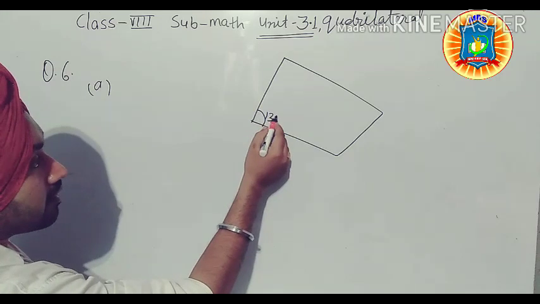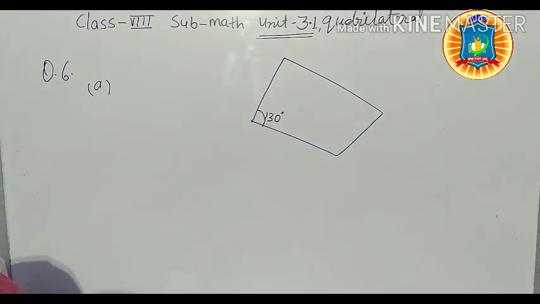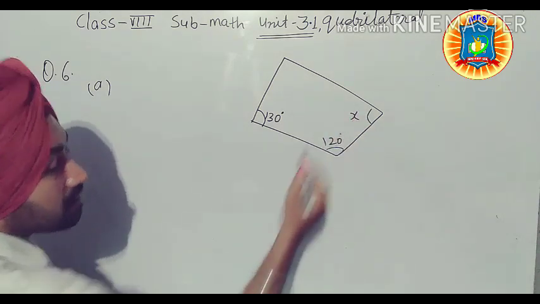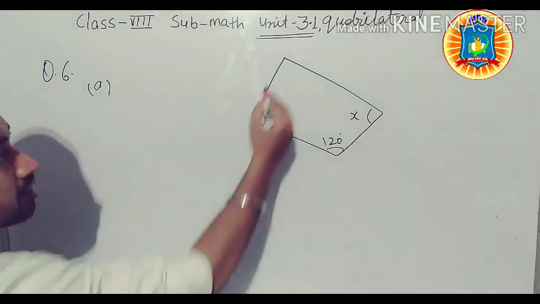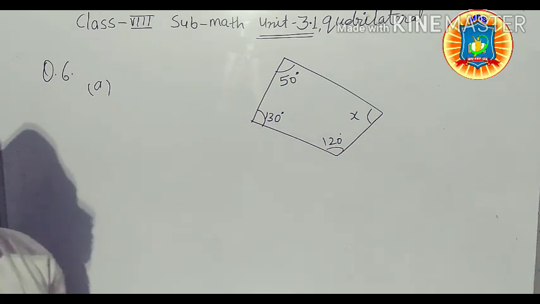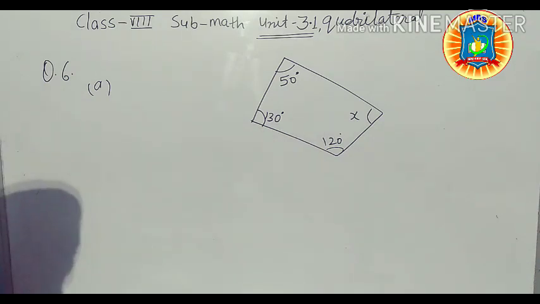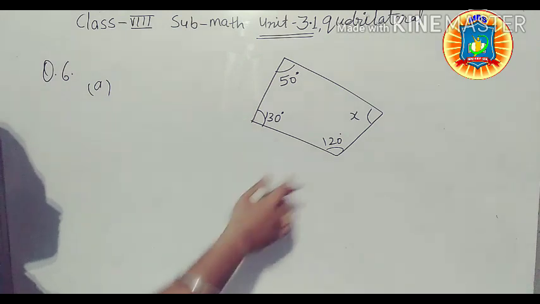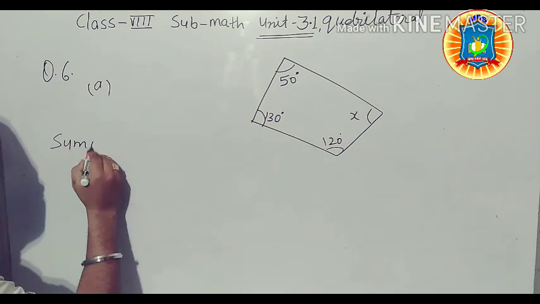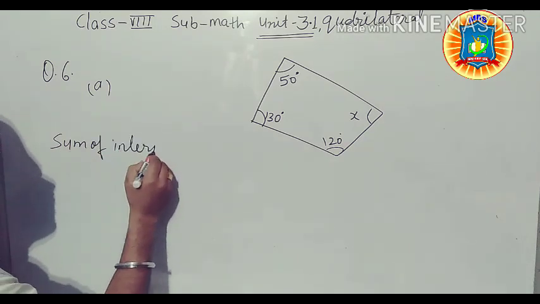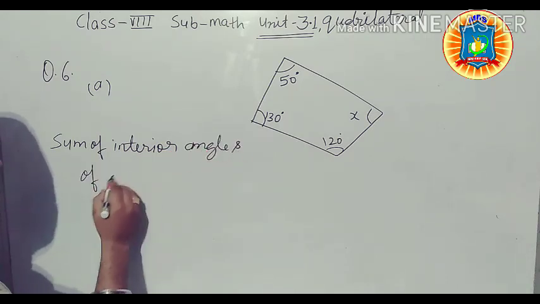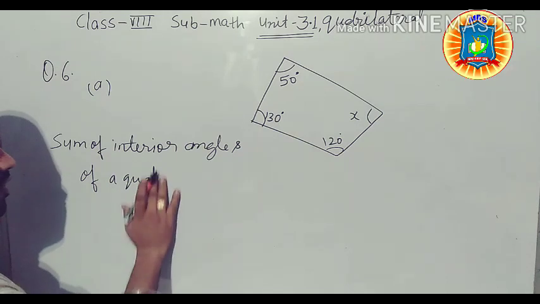Here the angles are 130 degree, 120 degree, x, and 50 degree, and we want to find the value of x. In this quadrilateral we want to find the value of x. First we find the sum of the interior angles of a quadrilateral.